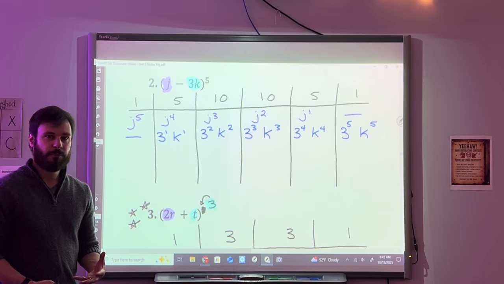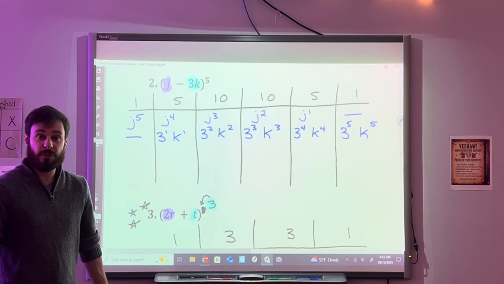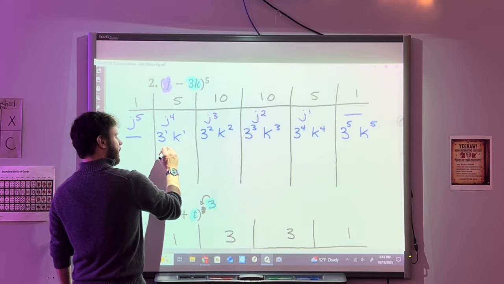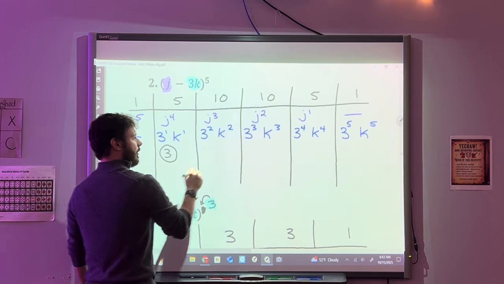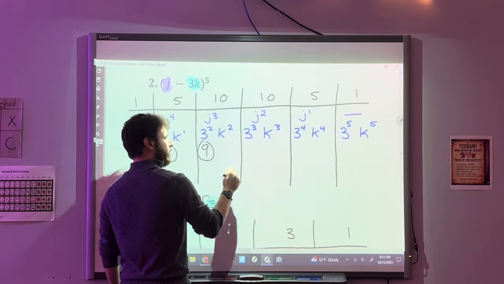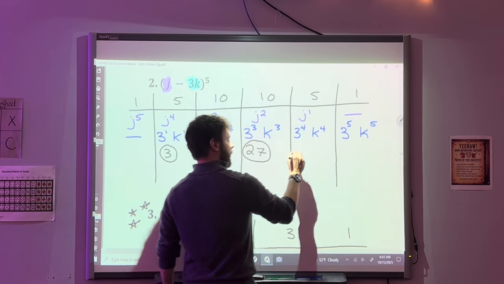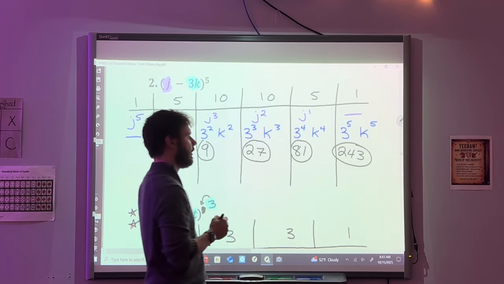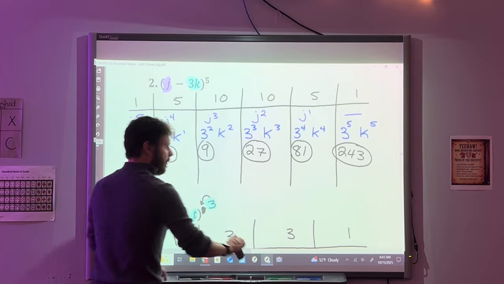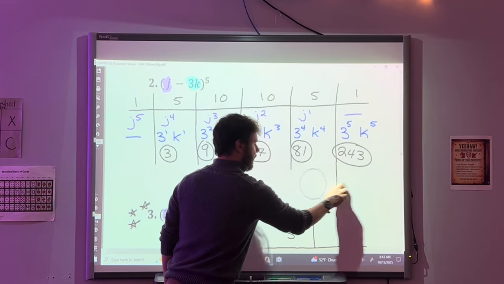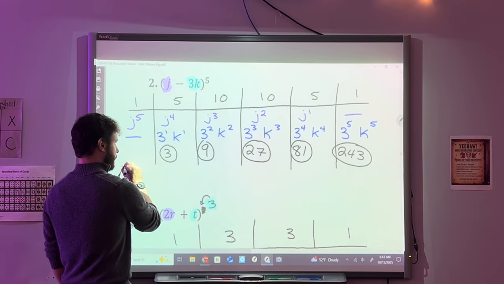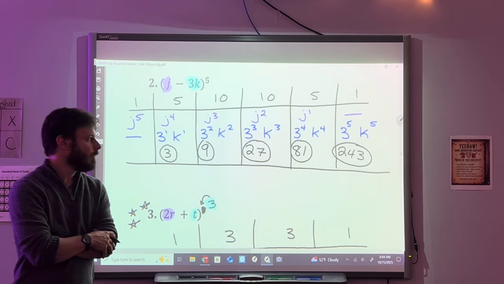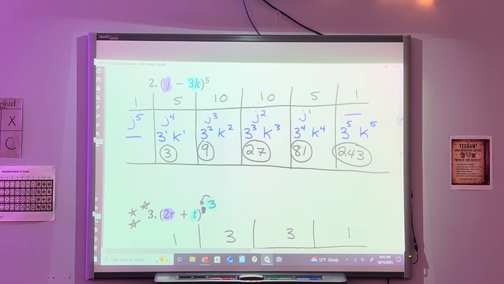Just like the last problem, k to the 4th is just gonna stay k to the 4th, but the 3 to an exponent, that's a real number that we can evaluate. 3 to the 1st is just 3. 3 squared is 9, 27, 81, 243. And these are the numbers that I'm gonna multiply when I get down to my final step here. Okay, so I've set up the problem, I found the pattern, I did the thing.